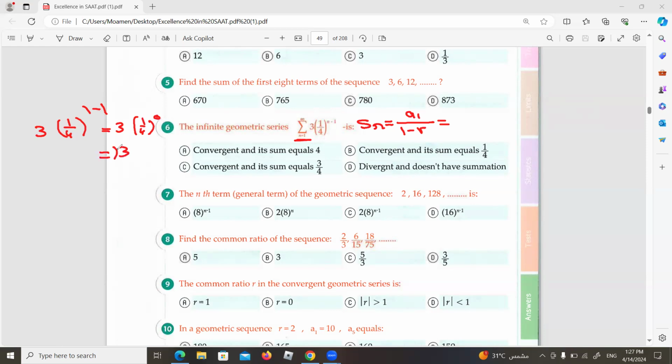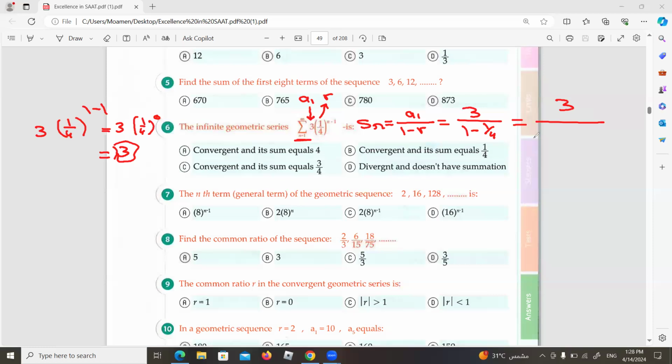So the first term is 3. So the sum a1 is equal to 3 over 1 minus r. r is what? r is a quarter, because in this form, this represents the first term, so 3 is the first term, and this represents r. So r here is equal to a quarter. Just substitute and get the calculation.